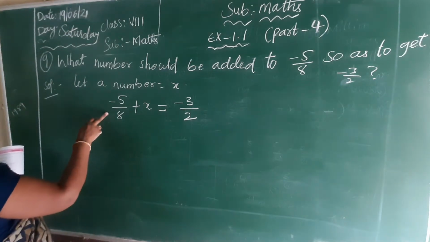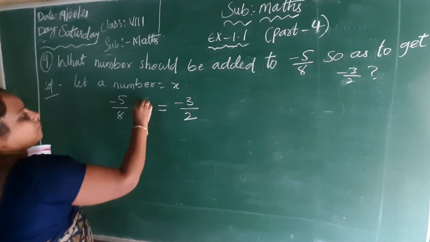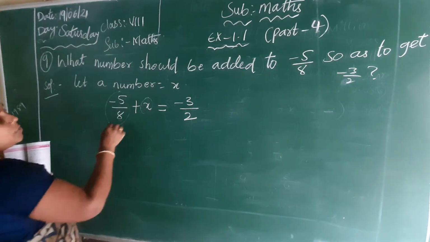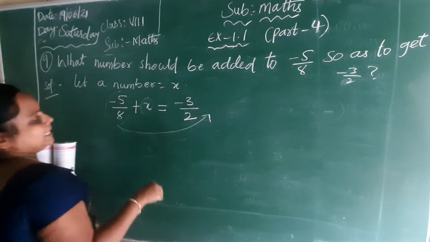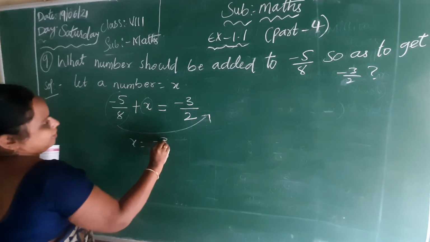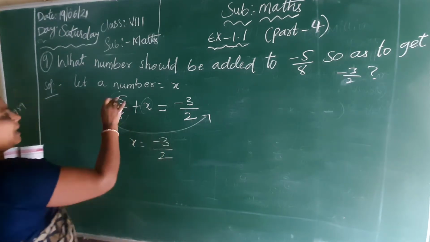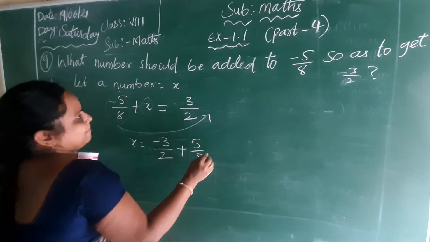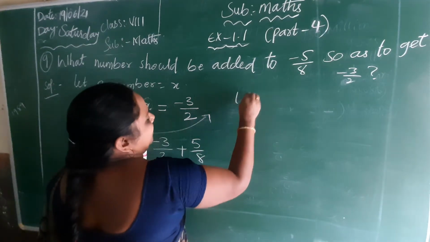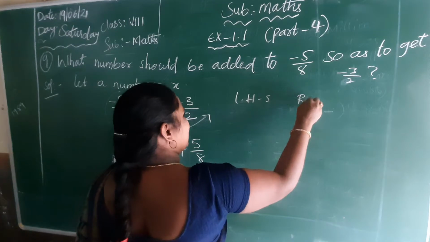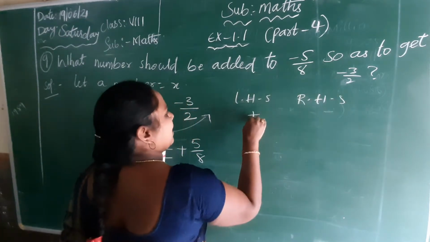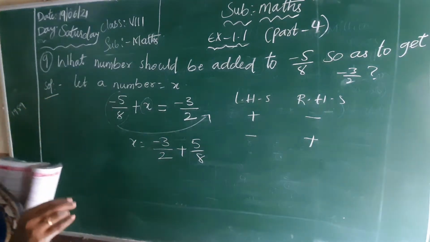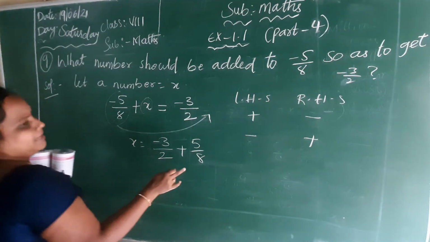So if we observe here, I want to find x only. I don't want the minus 5 by 8, so I am transposing it to the right hand side. So x is equal to minus 3 by 2, minus 5 by 8 will become plus 5 by 8. Why? Because when a term moves from LHS to RHS, plus becomes minus and minus becomes plus. In the same way, the minus value became plus here.